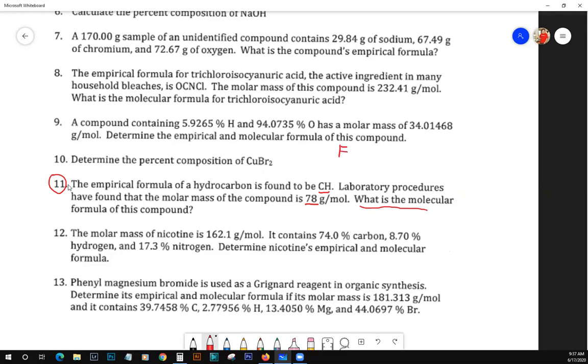We know the empirical formula here is CH. Based on this, you can figure out the molar mass of carbon and hydrogen: 12 plus 1, which is 13 grams per mole. That is the empirical formula's molar mass. The molar mass of the molecular formula is 78 grams per mole. That is the difference, and the difference is actually the ratio. The ratio we want is the molar mass of the molecular formula divided by the molar mass of the empirical formula.